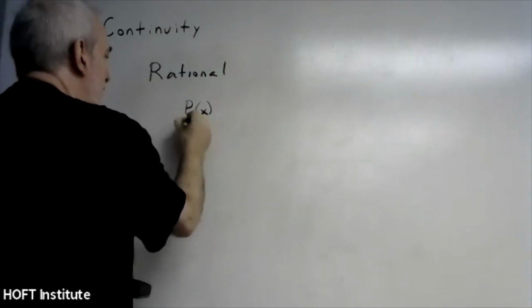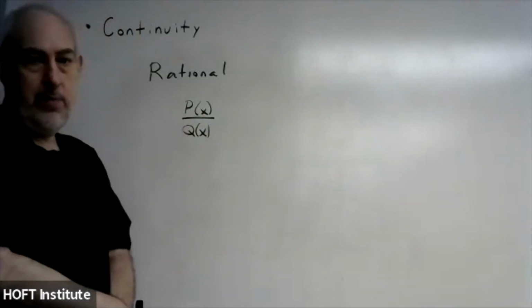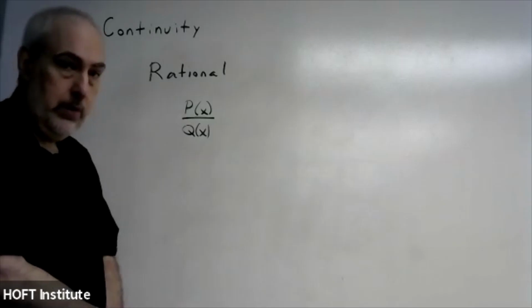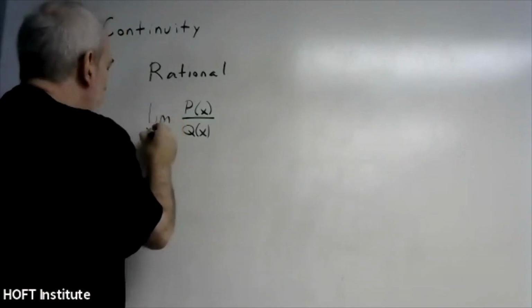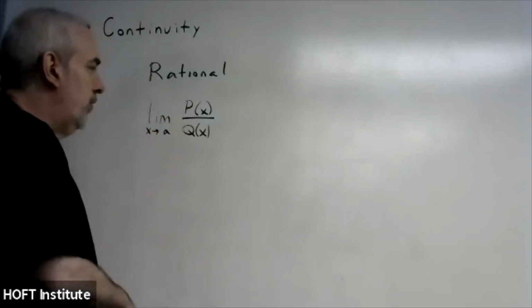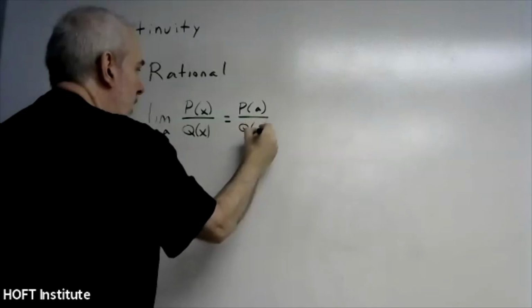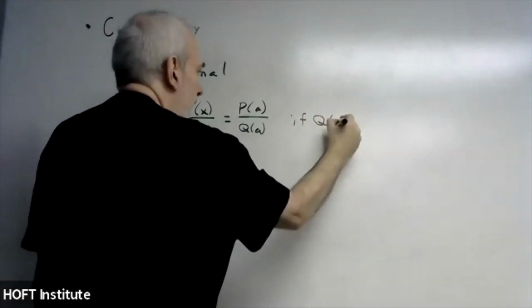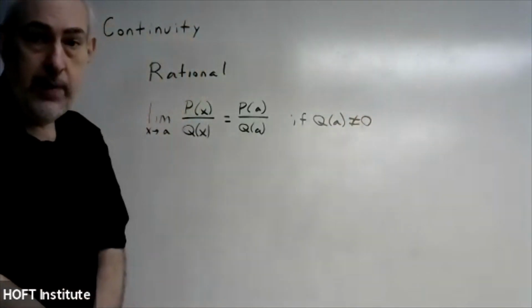Let me say that a rational function is a polynomial divided by another polynomial. So p of x and q of x are polynomials, okay? And when we were doing limits, once again, the limit as x approaches a of this was just equal to p of a over q of a if q of a was not 0, so that you weren't dividing by 0.